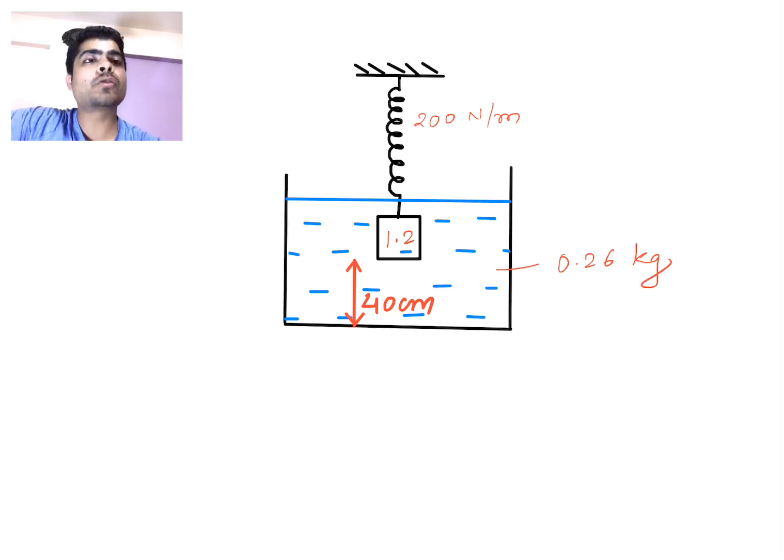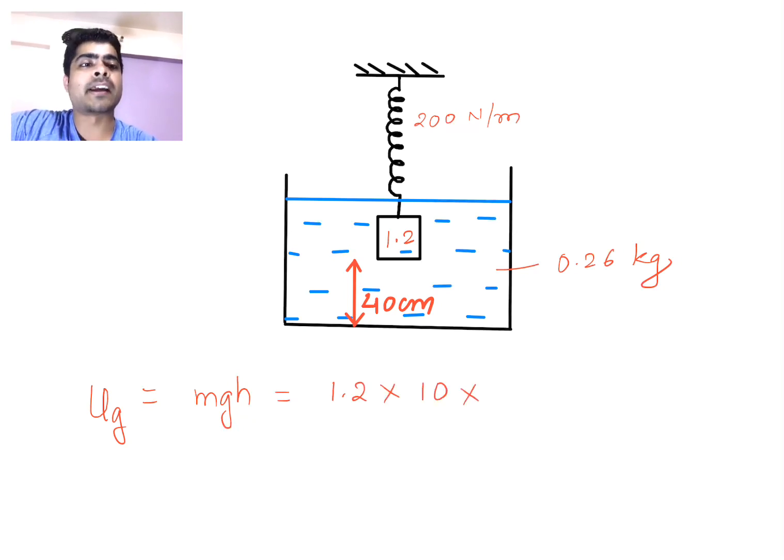Okay, so we need to calculate how much potential energy is present right now. So the gravitational energy of the block is how much? That will be equal to mgh. So mass of the block is 1.2 kg, g will be 10, and height of the block is how much? 40 centimeter or 0.4 meter. So this is equal to 4.8 joules. Now to find the energy stored in the spring, we need to know the elongation of the spring.